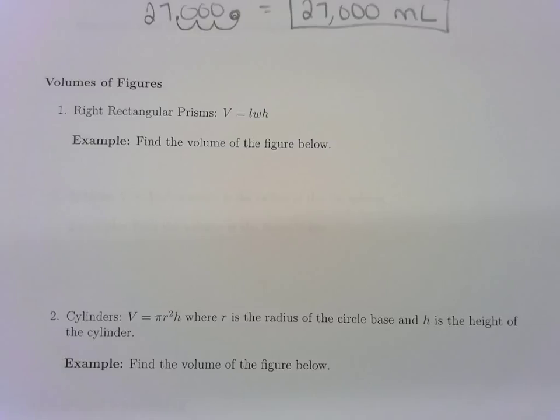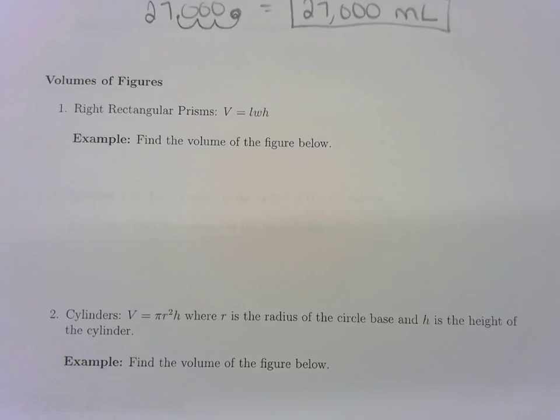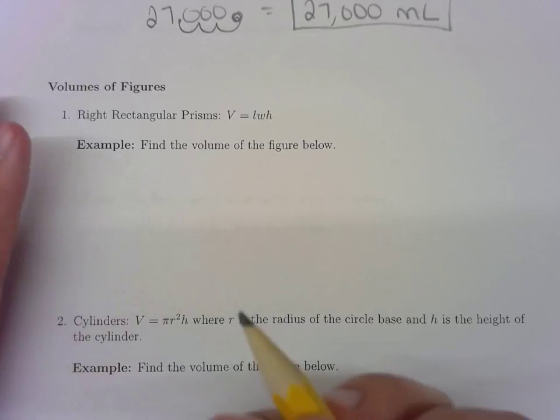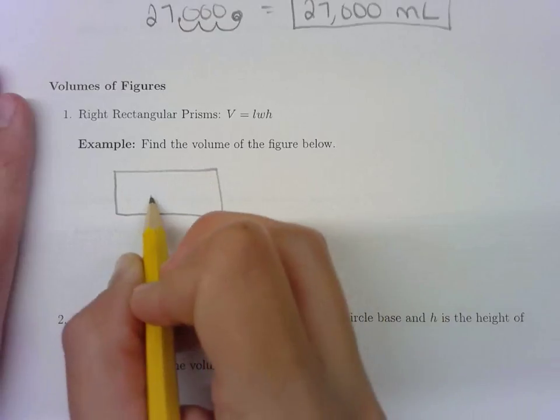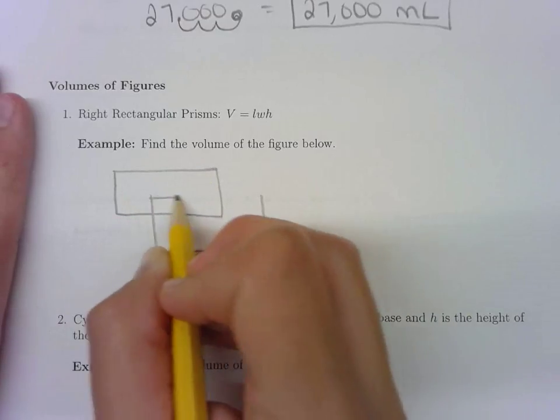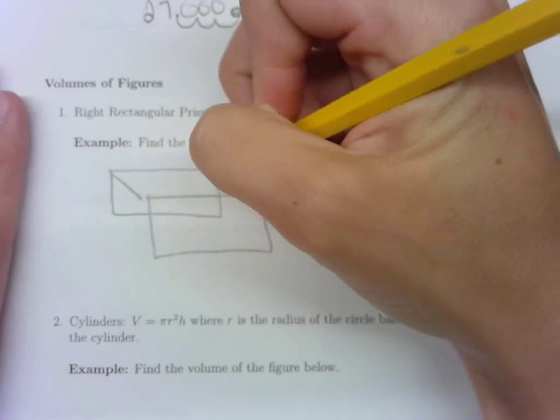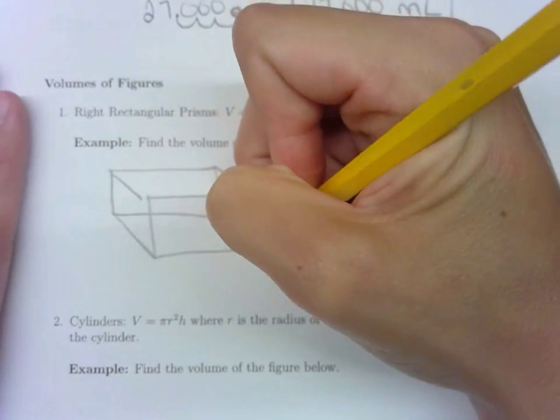Okay, so first example, it says find the volume of the figure below. So I'm just going to go ahead and draw a rectangular prism. So I'm going to start with just a rectangle back here. This is going to look more like an aquarium. Okay, but I'm going to have a lid on it. So just as a box.